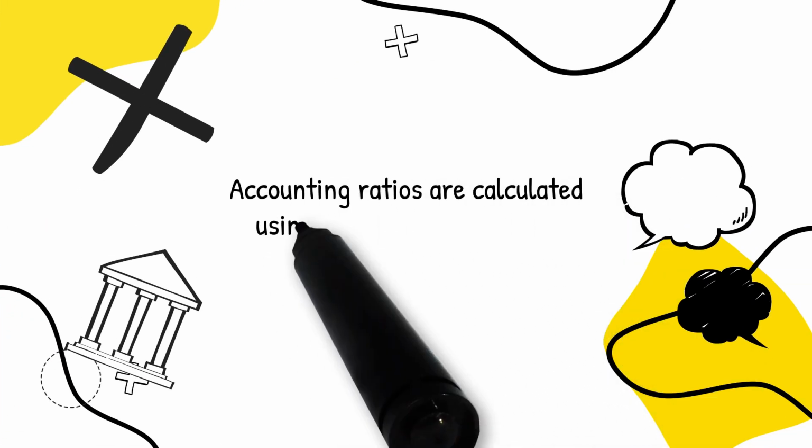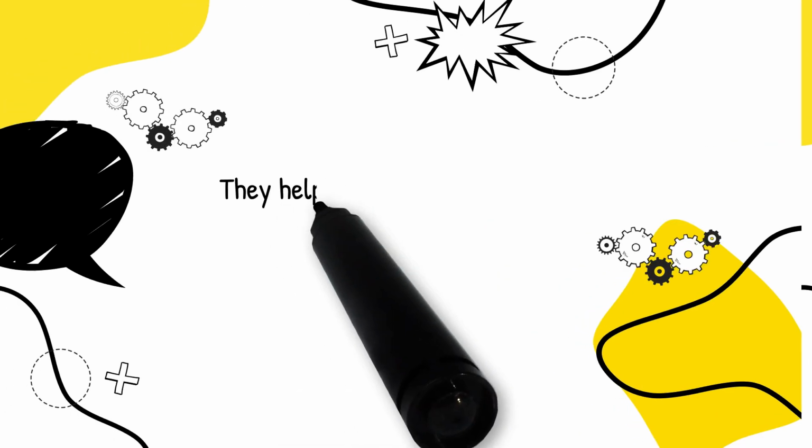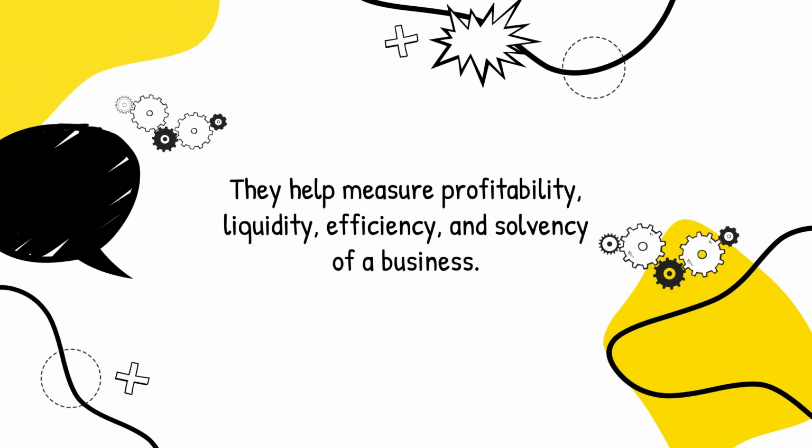Accounting ratios are calculated using data from the income statement and balance sheet. They help measure profitability, liquidity, efficiency, and solvency of a business.